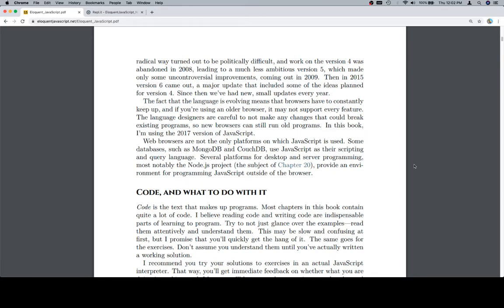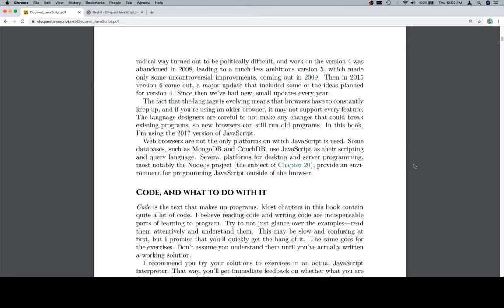The fact that the language is evolving means that browsers have to constantly keep up, and if you're using an old browser, it may not support every feature. The language designers are careful to not make any changes that could break existing programs, so new browsers can still run old programs. That's mostly true. In this book, I'm using the 2017 version of JavaScript.